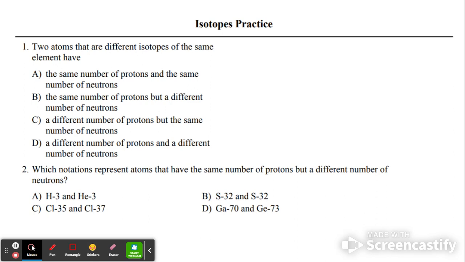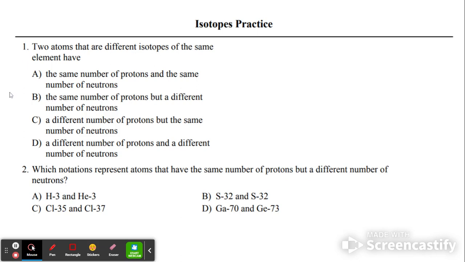Two atoms that are different isotopes of the same element. All atoms of the same element have the same number of protons, but if they are distinct isotopes of one another, then they must have a different number of neutrons. Thus the answer is B for question 1.